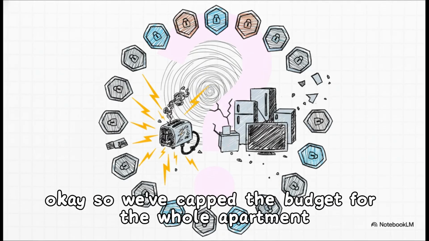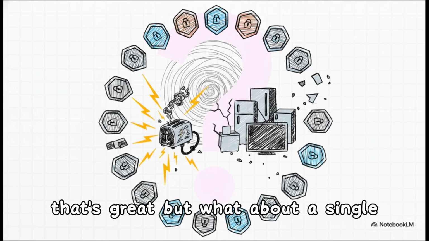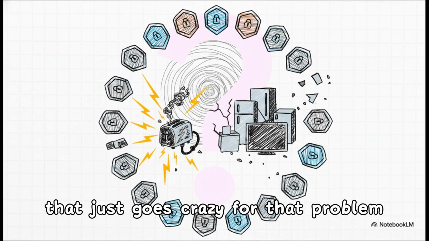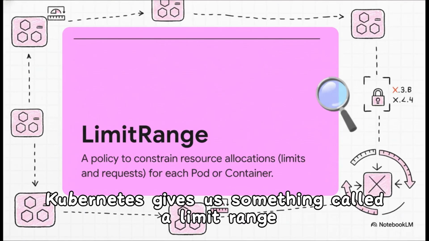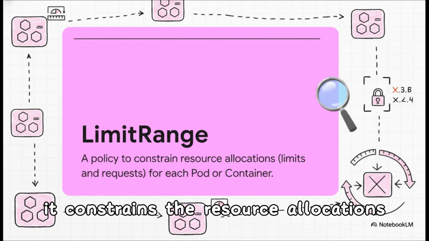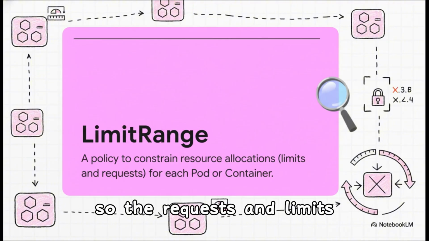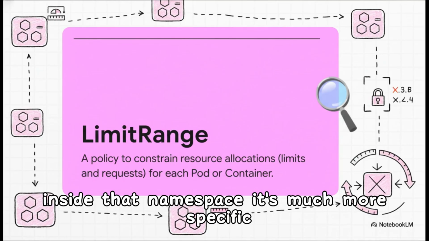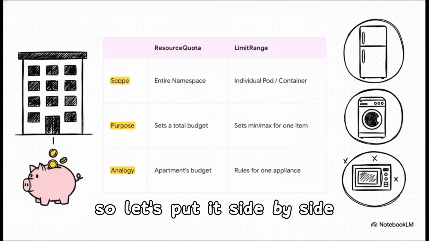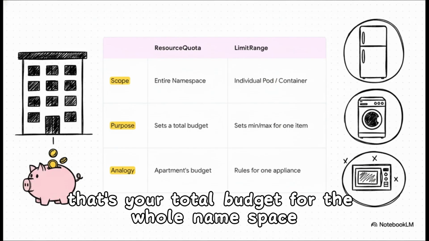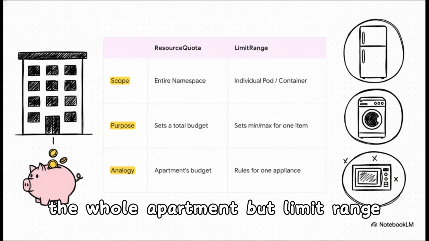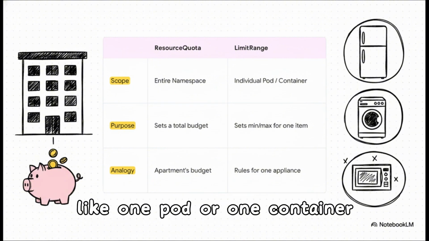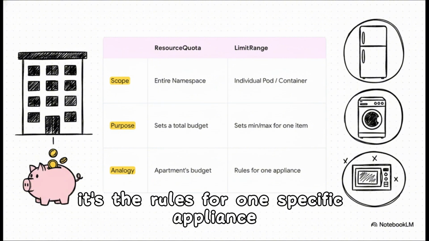Okay, so we've capped the budget for the whole apartment. That's great, but what about a single faulty appliance inside that apartment that just goes crazy? For that problem, Kubernetes gives us something called a limit range. What it does is constrain the resource allocations, so the requests and limits, for the individual pods or containers inside that namespace. It's much more specific. So let's put it side by side. Resource quota, that's your total budget for the whole namespace, the whole apartment. But limit range sets the min and max for one single thing, like one pod or one container. It's the rules for one specific appliance.